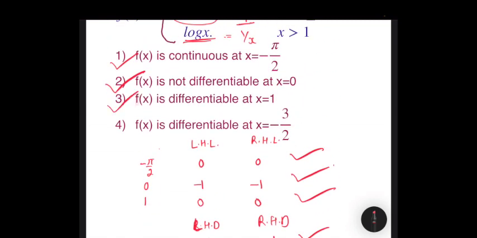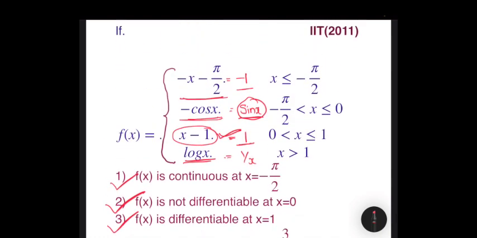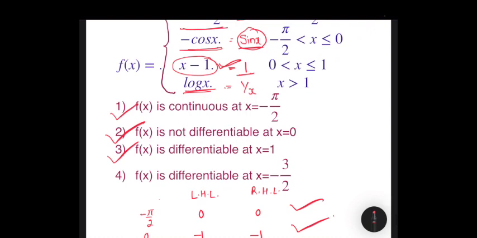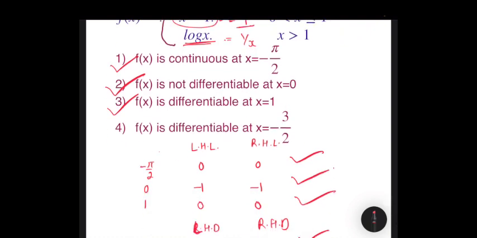Correct. f(x) is differentiable at x equals minus 3 by 2. The whole function is differentiable at all negative points and all positive points except 0. So the function is also differentiable at x equals minus 3 by 2. So the fourth option is also correct.